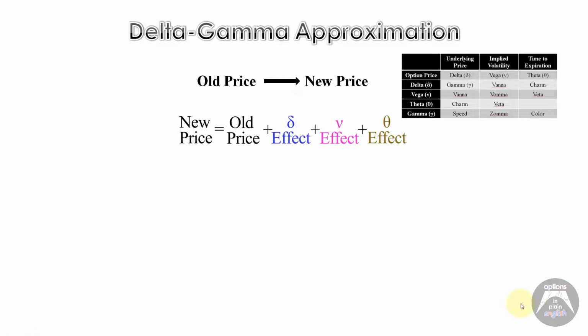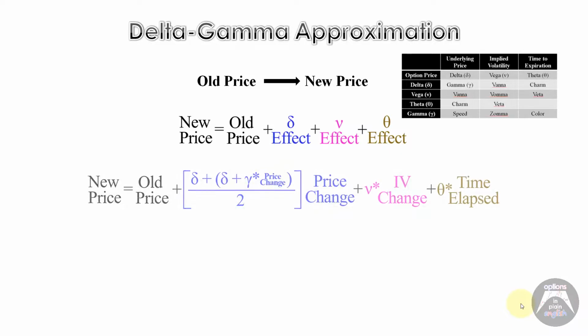So now we start looking at the new price, and we try to figure out whether we're going to have profits or losses and the magnitude of them. The new price is the old price plus the effect of delta, vega, and theta. For delta, we are going to multiply the delta by the price change, of course, because delta measures the change in option price when the underlying price changes. And of course, for all of these, we have to take the actual sign into account, so whether it's a negative change or a positive change.